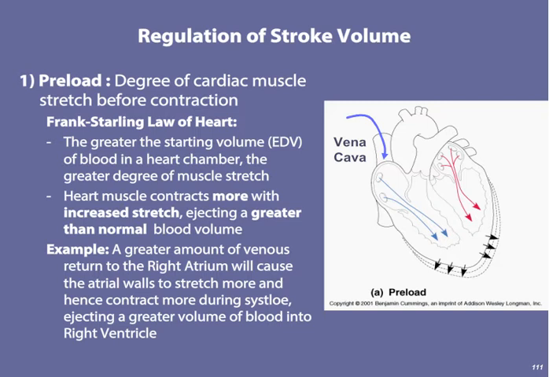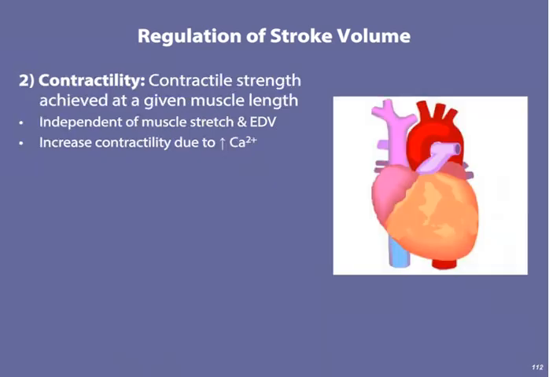So basically, preload is a way in which the heart can catch up if venous return is greater than normal. And this doesn't just hold true for the atria, it also holds true for the ventricles. If the ventricles are filled with a greater than normal quantity of blood, they will contract more forcefully to push that excess along to the next blood vessel or next heart chamber.